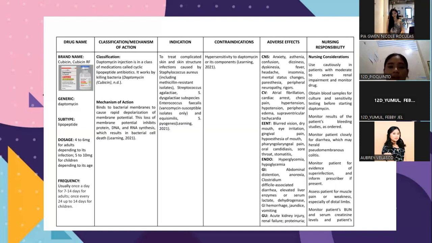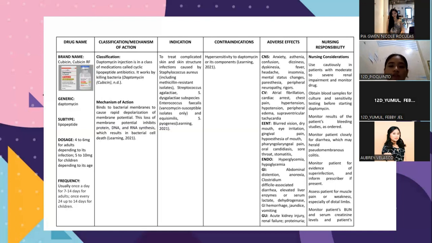So in the mechanism of action, daptomycin functions by binding to bacterial membranes, which leads to a rapid depolarization of the membrane potential. This depolarization disrupts crucial processes like protein, DNA, and RNA synthesis, ultimately resulting in the death of bacterial cells.